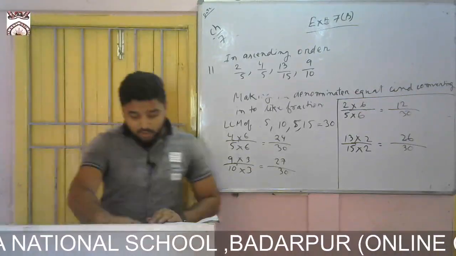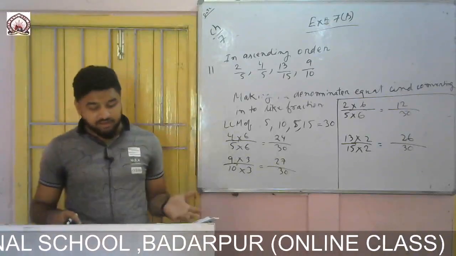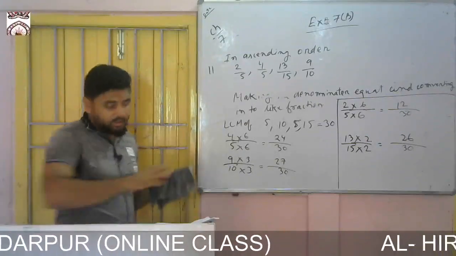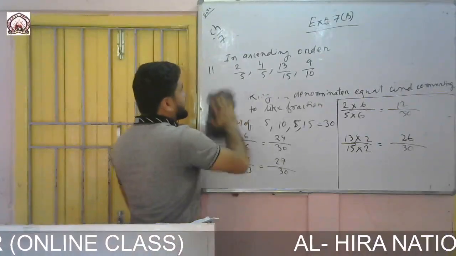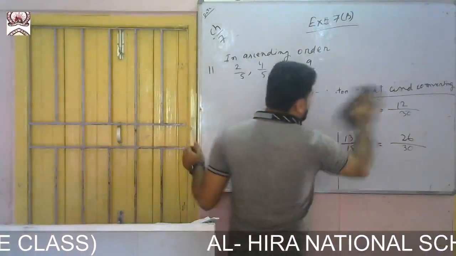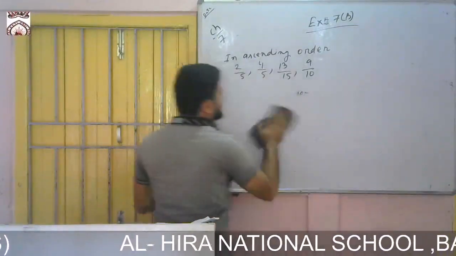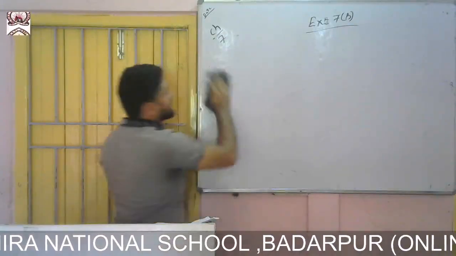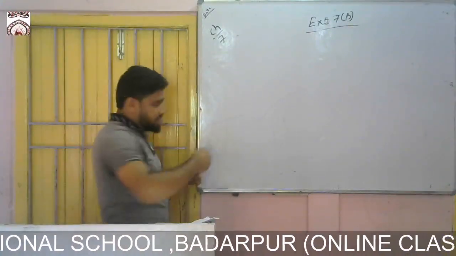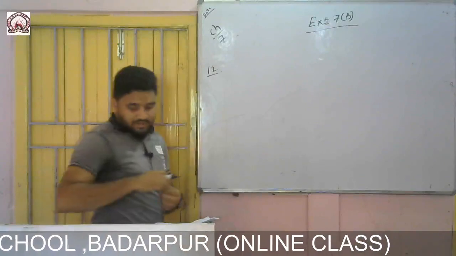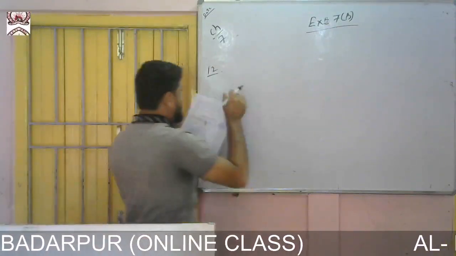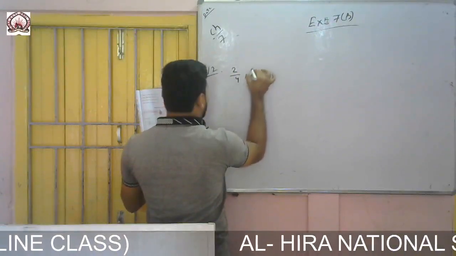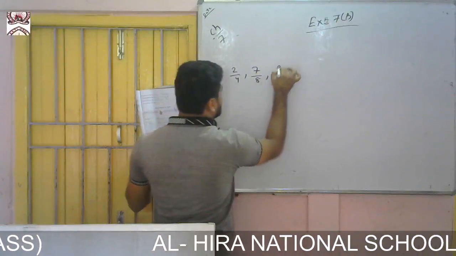Now come to question number 12. It is the same as question number 11. Just do it and arrange them in descending order. I am doing only one. It is the opposite of question number 11. So 2 by 4, 7 by 8, 3 by 8.